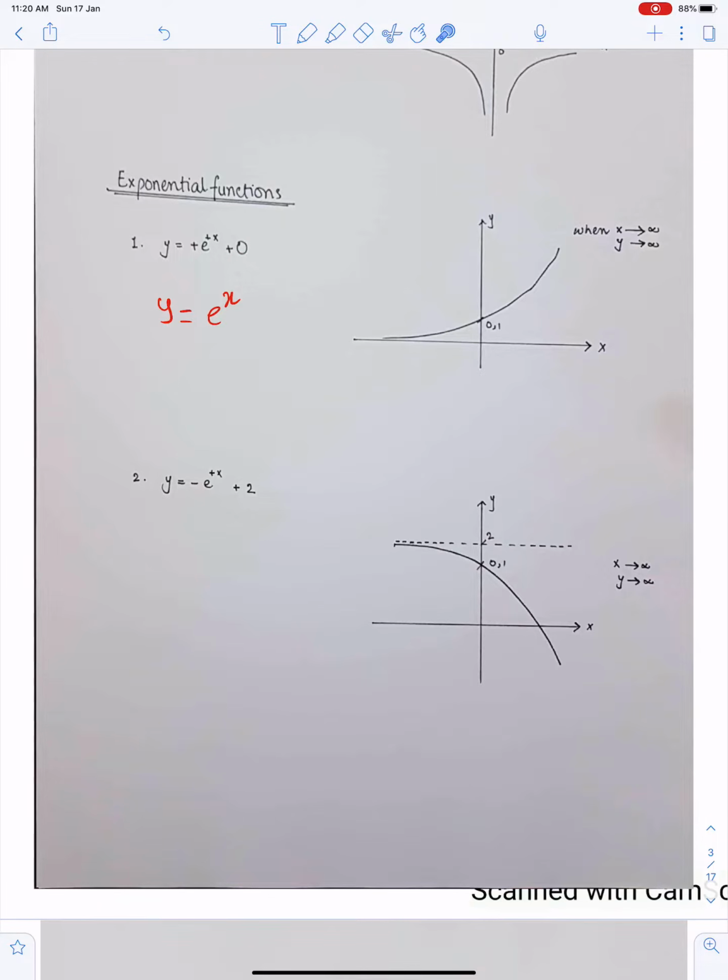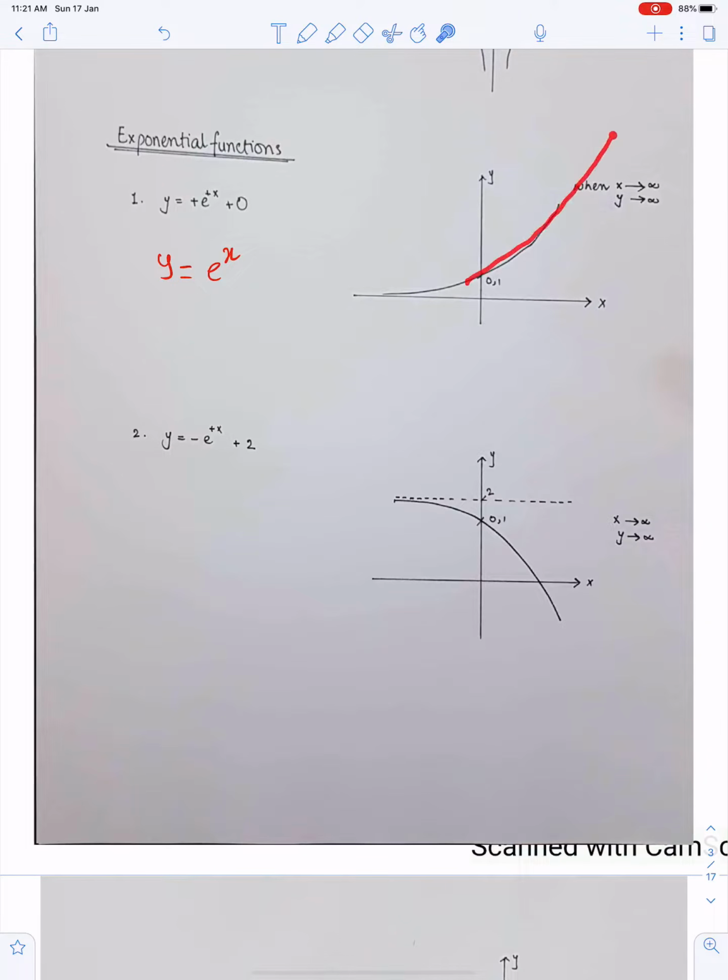See, the sketch of e power x is this. This is parallel to the x-axis over here. This will never meet the x-axis. And here, this curve is moving to infinity. When x tends to infinity, then y will tend to infinity. And this exponential is parallel to this number, 0.